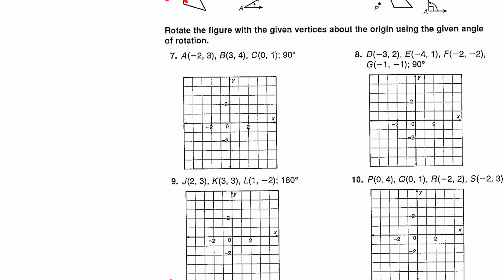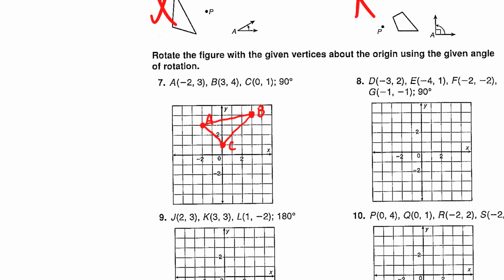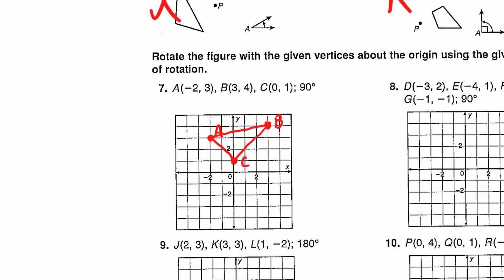Let's go ahead and do number 7 together real quick. So let's go ahead and plot those. Negative 2, 3 is A. B is at 3, 4. And C is at 0, 1. So it should look like that.